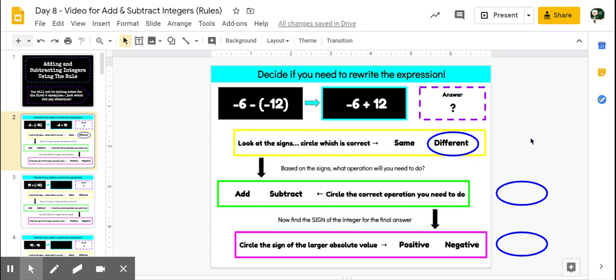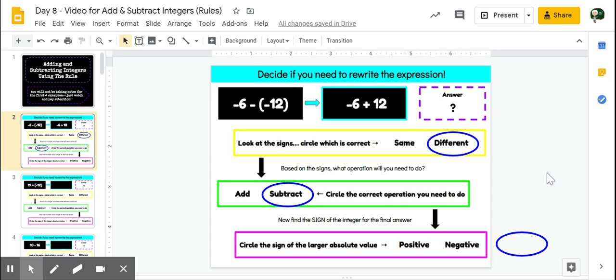So now, based on those signs being the same or being different, that's going to tell us whether to solve this, we need to add or we need to subtract. So if we remember back to our rules for working with positive and negative numbers, if the signs are different, that tells us we subtract. If the signs are the same, that tells us that we're going to add them. So since they're different, we're going to move this over to tell us that I need to subtract.